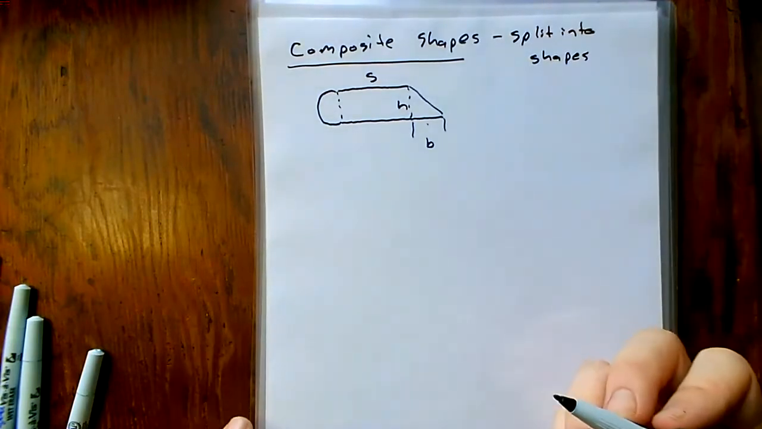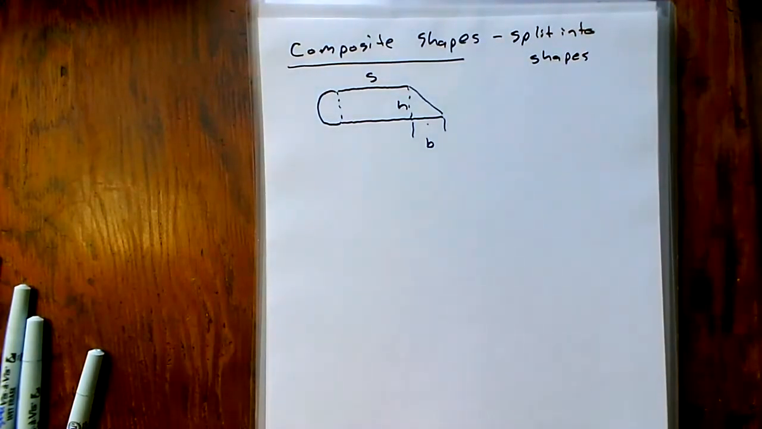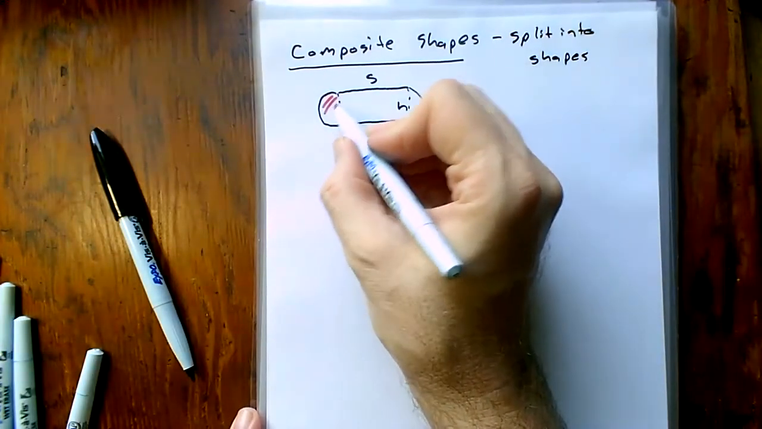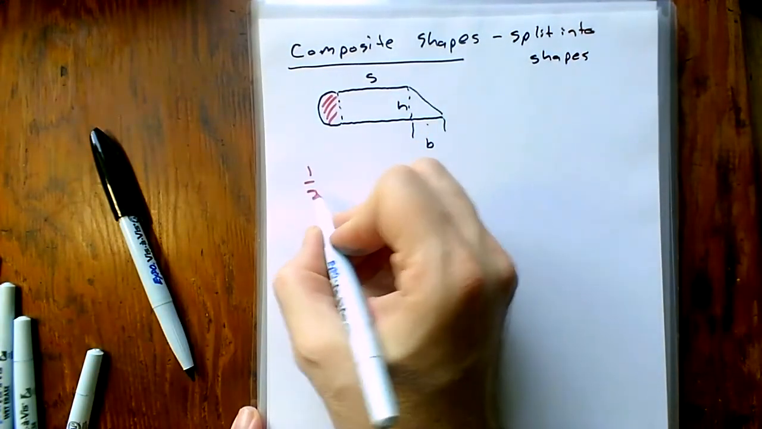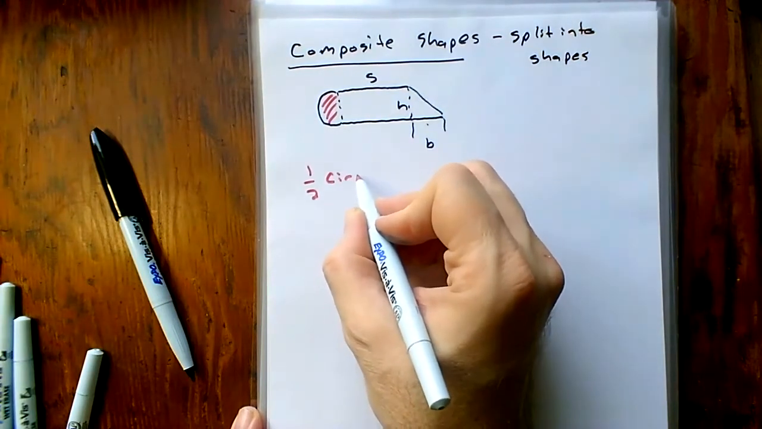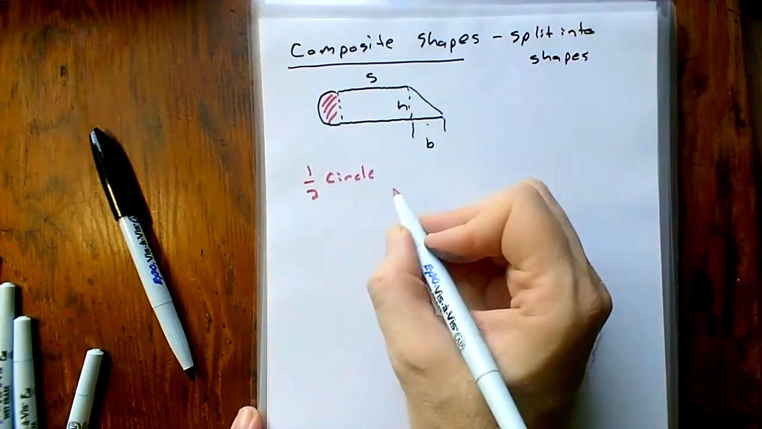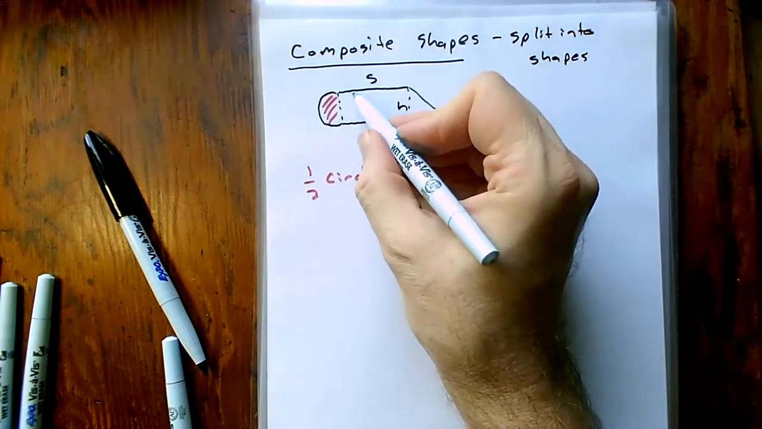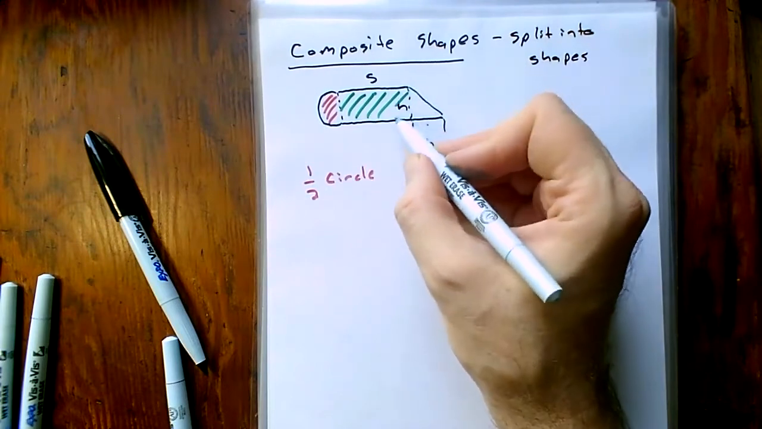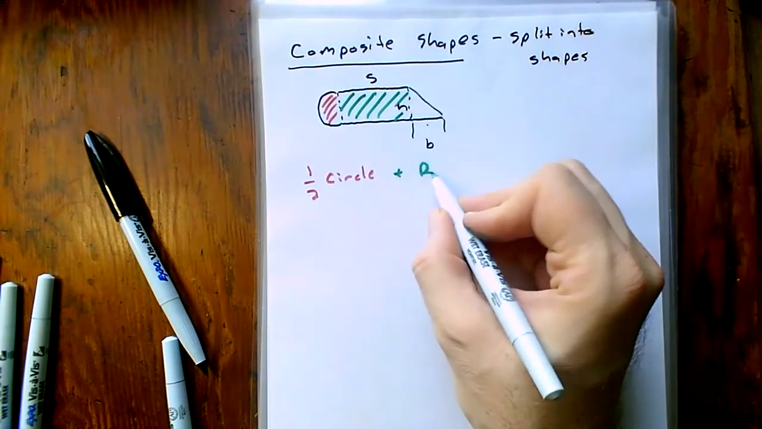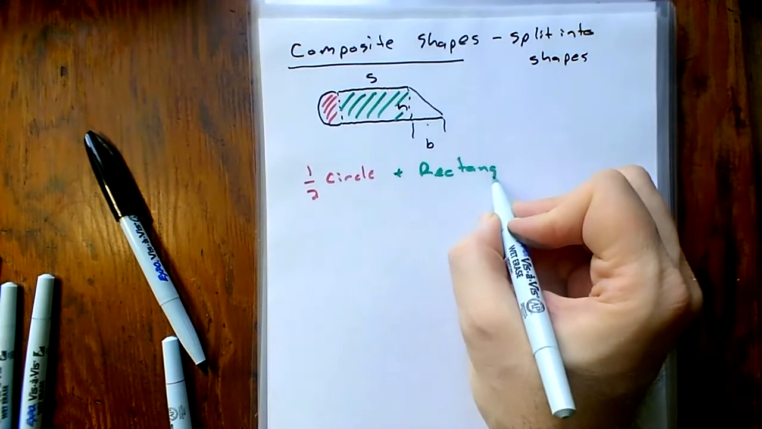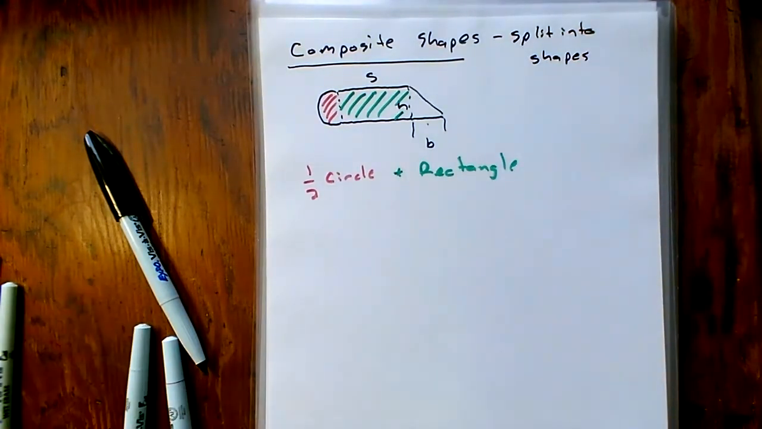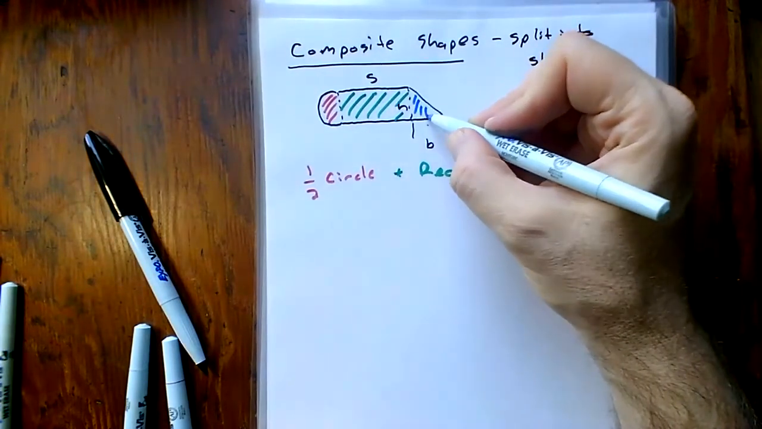And you might need to modify things. Like, for example, when I look at this, I see I've got half of a circle, a semicircle. I have a rectangle. And I also have a triangle.